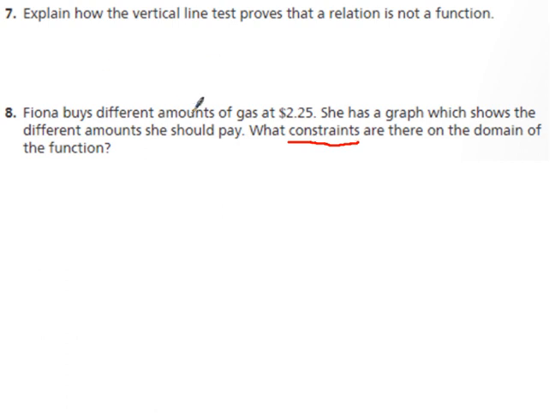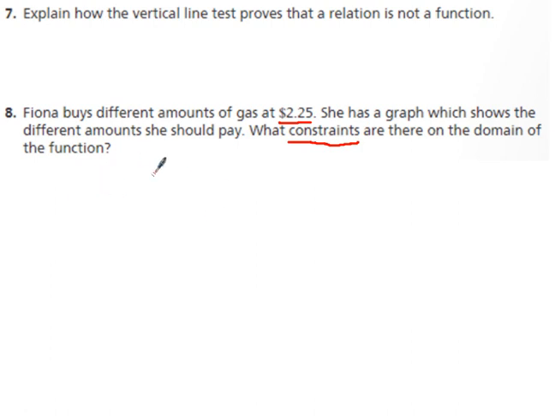So here's what I mean. Fiona buys different amounts of gas at $2.25. She has a graph which shows the different amounts she should pay. So she's paying $2.25 per gallon, and maybe she only has $10 or $15. The amount of money she pays is going to be different based on how much gas she buys. But the biggest thing is, is it possible to have a negative domain here? Is it possible for her to buy negative gallons of gas? Because the gallons of gas is the domain, the amount of gas she buys, and that determines how much money she pays.